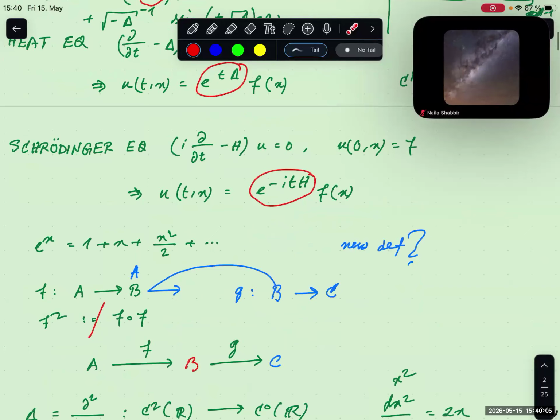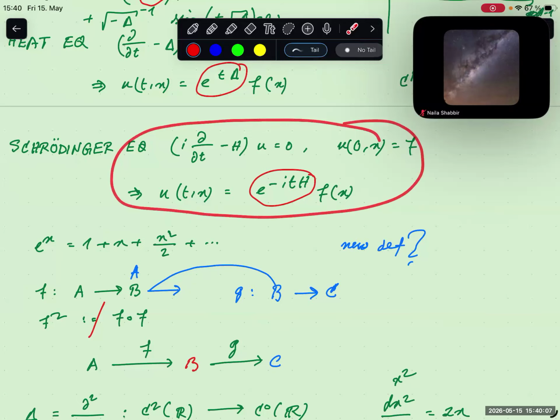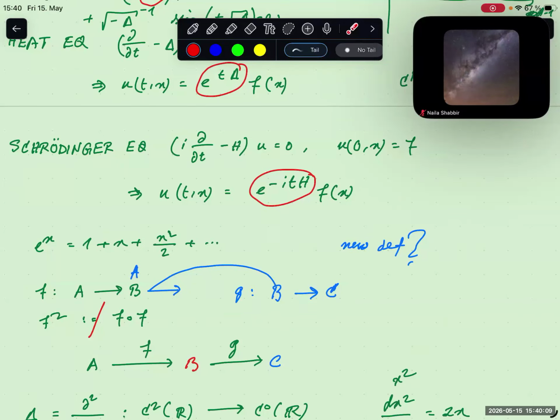Here. And we want to solve this equation or know about the solution of this equation. And we also want to define all the operators, in particular interesting operators in quantum mechanics.